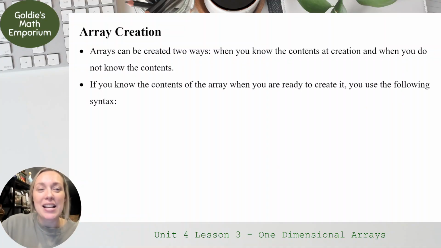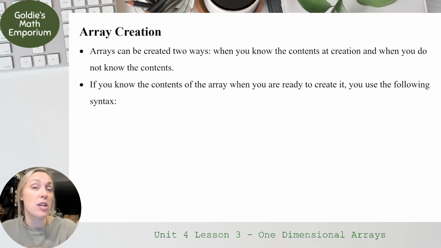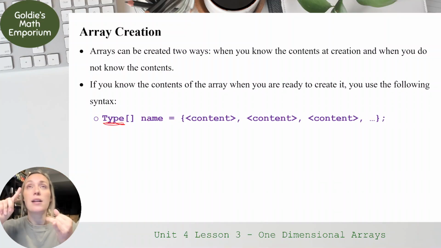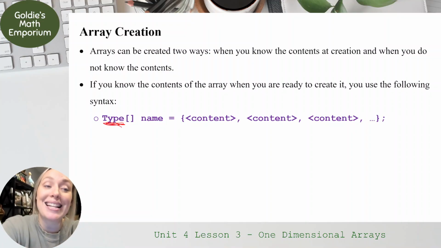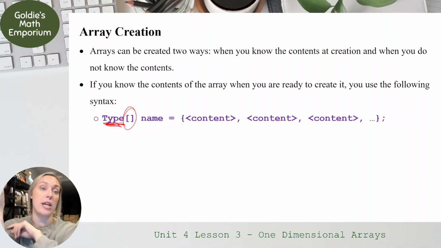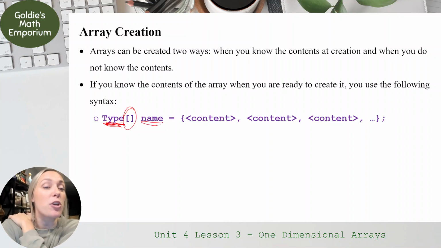If you know the contents of the array when you are ready to create it, you're going to use this syntax I'm going to show you. It's going to start off with the type, meaning if you're storing ints, strings, doubles, booleans, you're going to put the data type. Then you're going to put these open and closed square brackets. No number in them, to signal that you're creating an array. The name is going to be what your reference is. So for us, that was songs. It can be anything. It's a variable name.